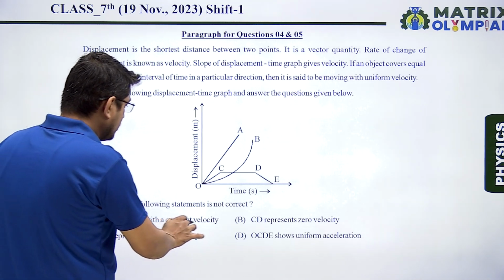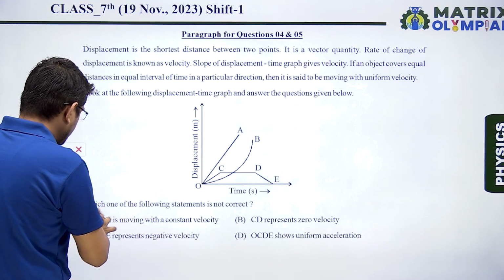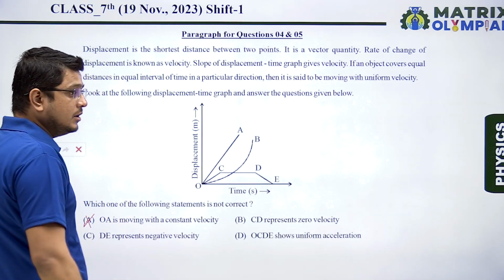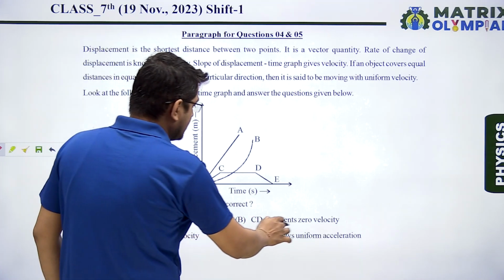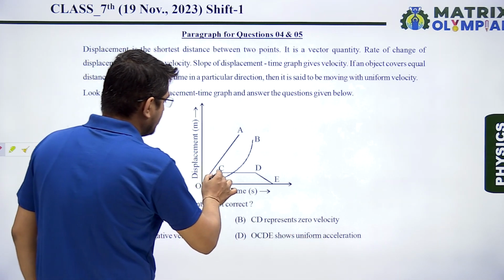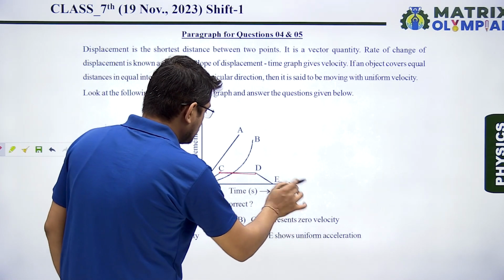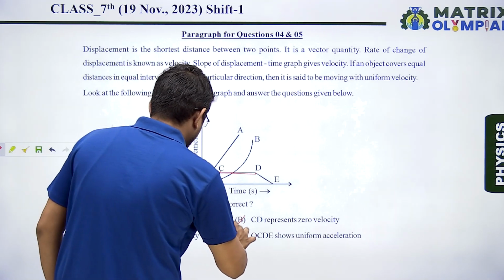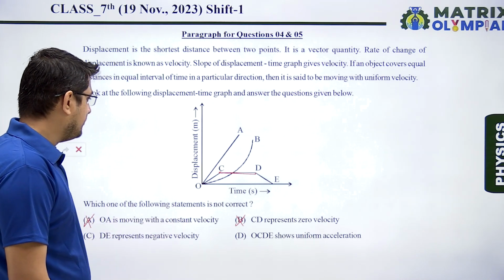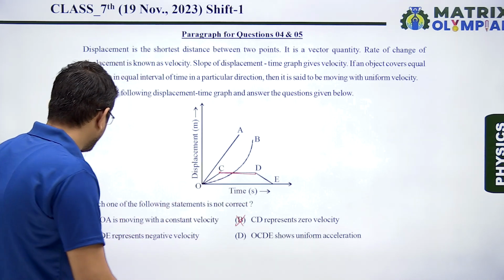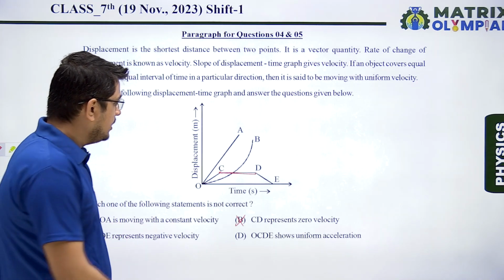OA is moving with constant velocity. We can see it is a straight line. That is a true statement. That means it is not our answer. We have to check which is not correct. But this is a correct statement. CD represents 0 velocity. Yes, here the slope is 0 and CD represents 0 velocity. This is true statement. So it is not our answer. Then again DE represents negative velocity because slope is negative, so velocity will also be negative. This is also correct, so this is also not our answer.